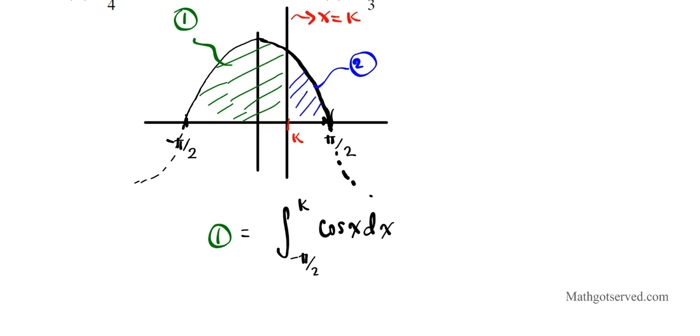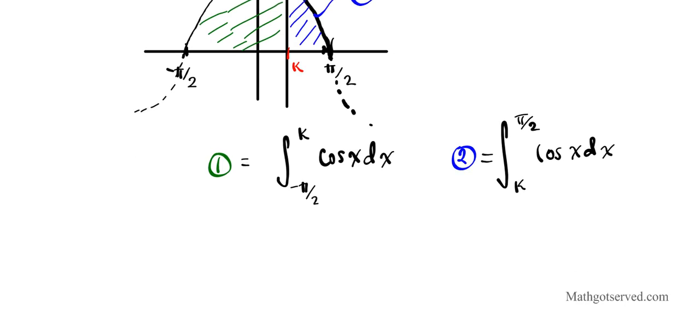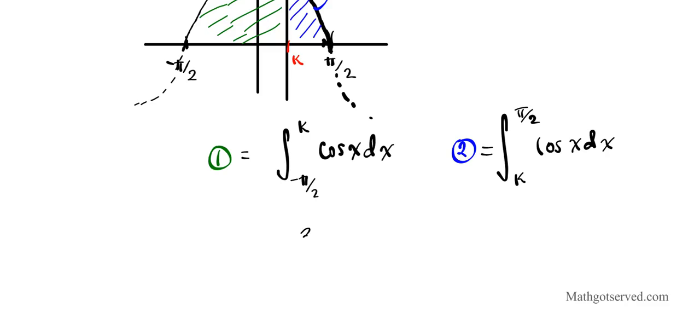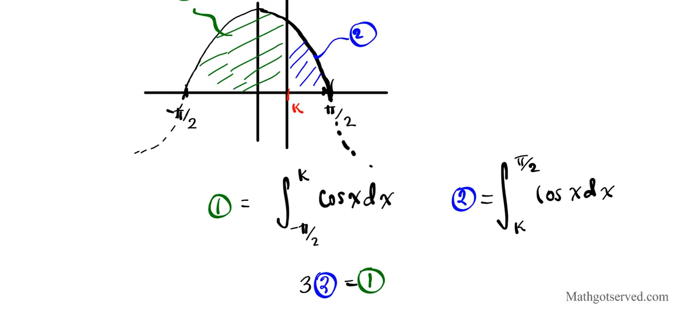And then for region 2, the area is going to be the integral, starting from the lower bound, which is now k, because we're going from k to pi over 2, of cosine x dx. Okay? All right. Well, what do we know? We know that this region is 3 times this region, right? So we need to triple region 2 to get region 1. Basically, 3 times region 2 will yield region 1, because that's what the problem says: the area from the left is 3 times that of the right.